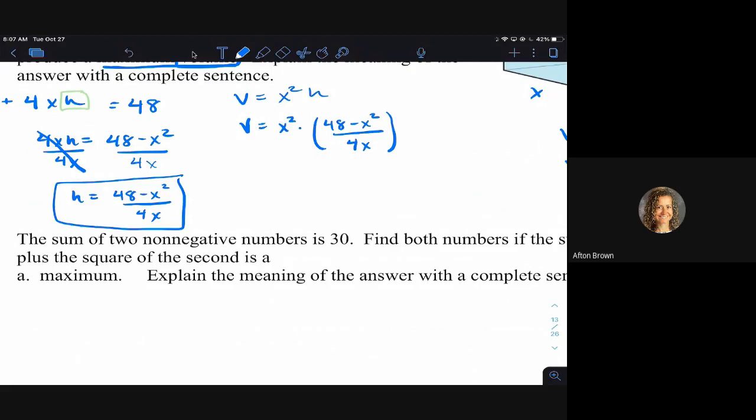How can we simplify this a little bit? Yeah, so the x squared and the x, those can go. I could take this x that's left and distribute it through. Right, not bad. That way I can avoid... So on top I'd have 48x minus x cubed, all over 4.